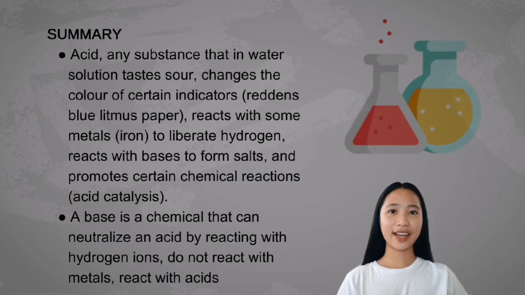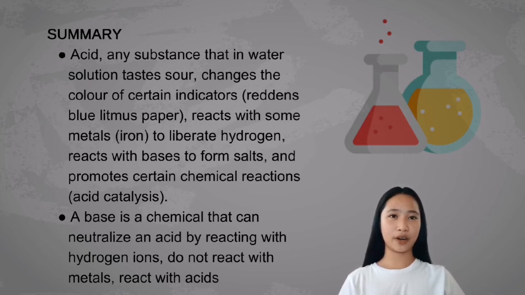In summary, an acid is any substance in water solution that tastes sour. It changes the color of certain indicators like red and blue litmus paper. It reacts with some metals like iron to liberate hydrogen. It reacts with bases to form salt, and it promotes certain chemical reactions called acid catalysis. A base is a chemical that can neutralize an acid by reacting with hydrogen ions. It does not react with metals, but it does react with acids.